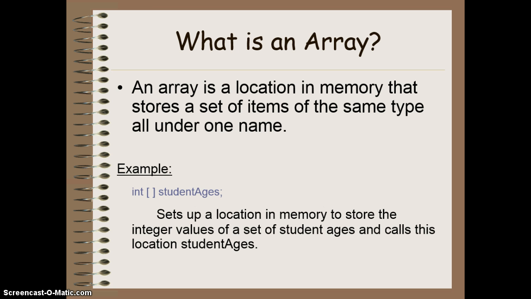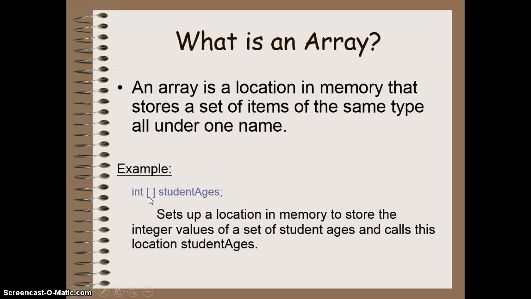Now an array is basically the same thing, but now instead of storing one piece of information, I can store a set of pieces of information, all of the same type, all under one name. So I can access all that information just by using one variable name. An example we have here, again, instead of having one student age, I'm going to have multiple student ages, and I do this by having an integer array.